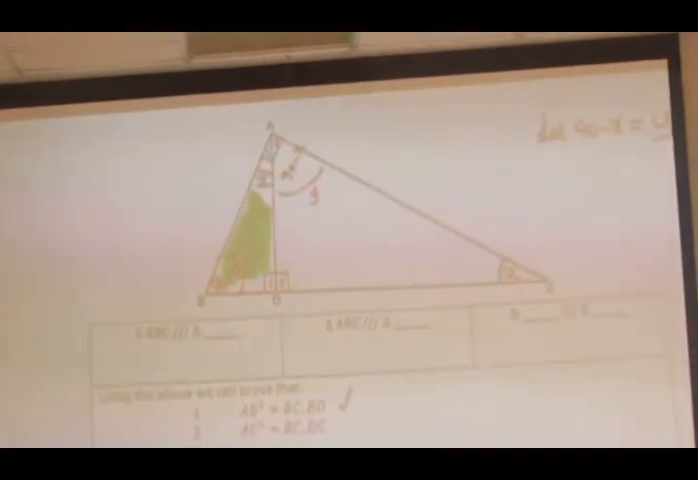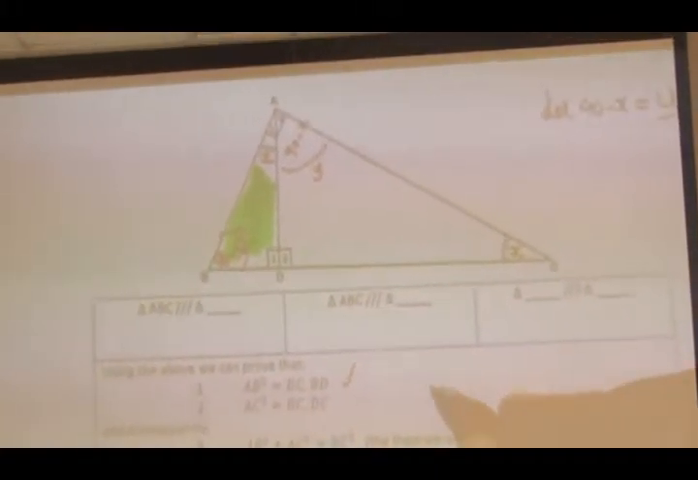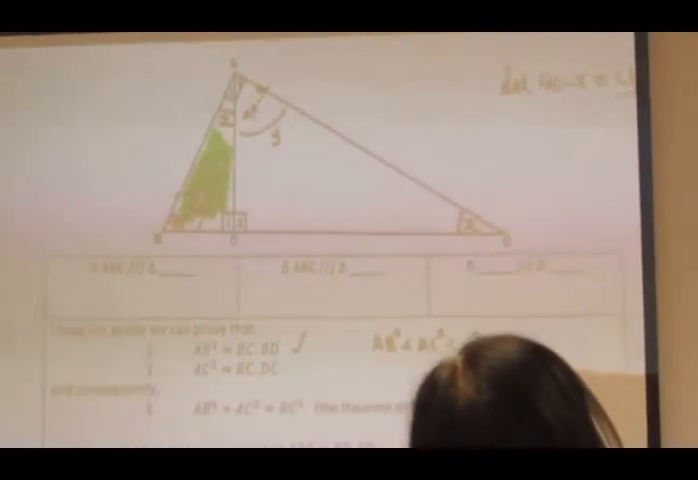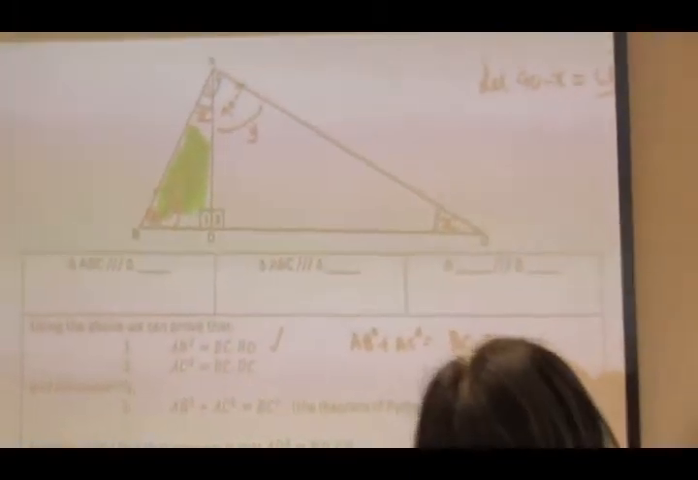Now notice, how can we prove Pythagoras' theorem? Very easy, just go and add those up. You add AB squared plus AC squared, which will equal BC times BD plus BC times DC. And then I just pull out BC as a common factor, and I'll have BD plus DC. I pull out BC as a common factor. And what is BD plus DC?